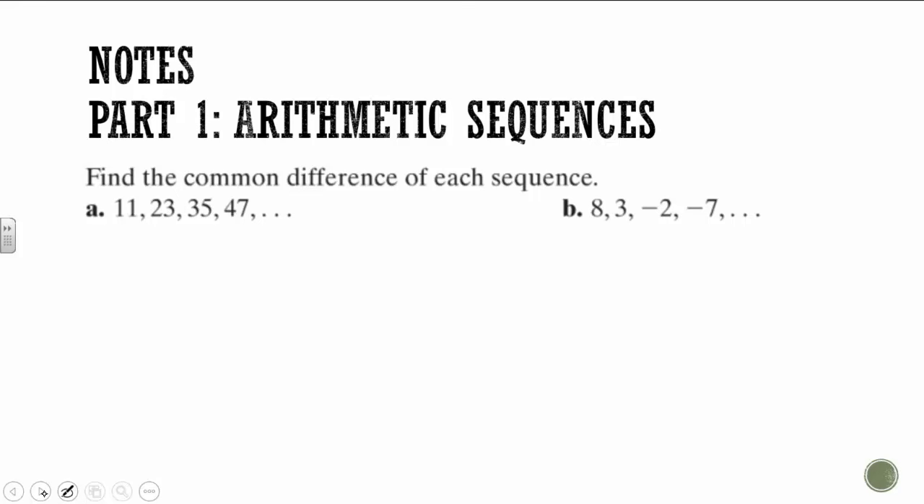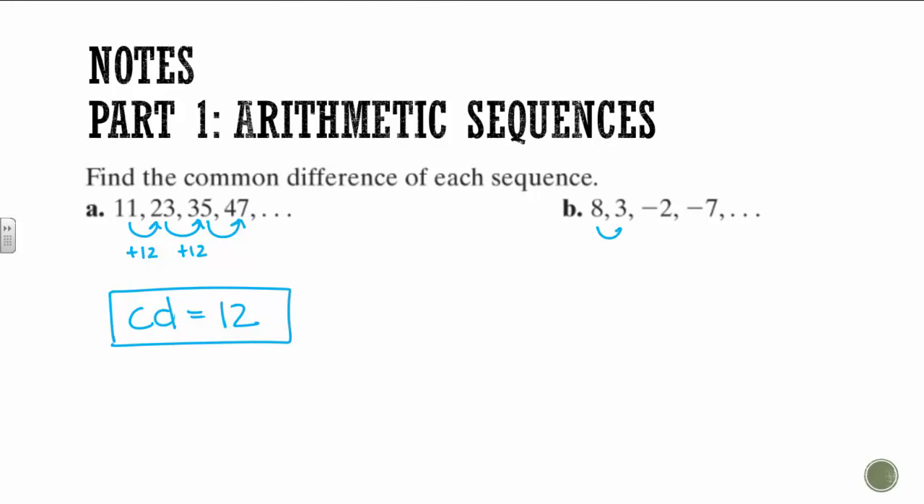So let's find the common difference of each sequence. What we're asking ourselves is, what do I have to do to each number to get the next one? So to go from 11 to 23, I got to add 12. And then double check that that works. If you do 23 plus 12, you definitely get 35. So the common difference is 12.